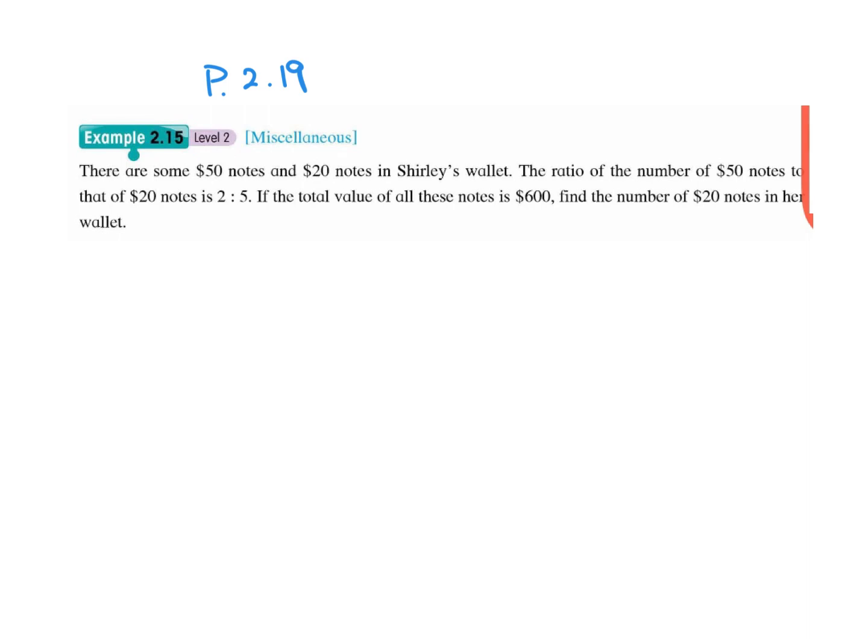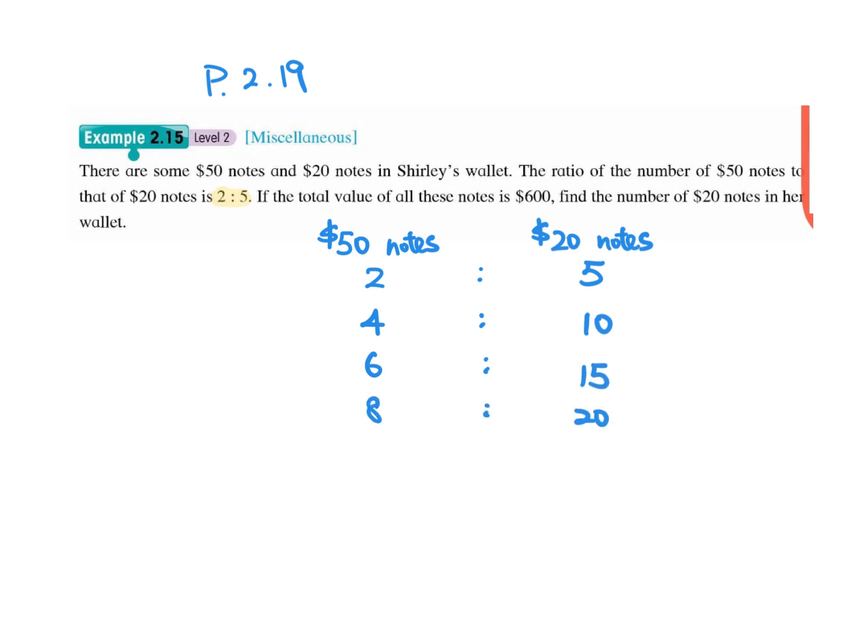Here is page 2.19, example 2.15. We can see that the ratio is 2 to 5, like this. And there are so many cases in the ratio of 2 to 5, like this, and so on.